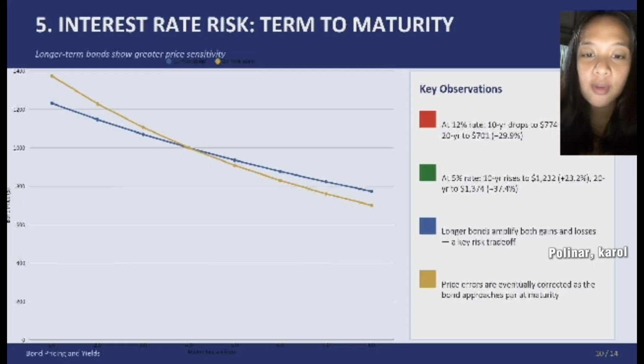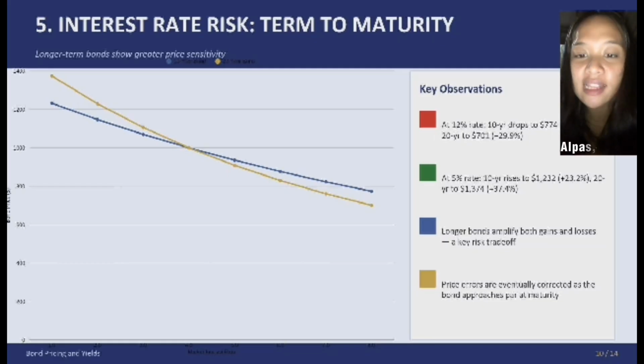So, I will discuss two important topics in bond pricing and yield, which are interest rate risk and current yield. This concept helps investors understand how bonds earn return and how bond prices react to changes in interest rates. First, let us talk about interest rate risk, term to maturity.